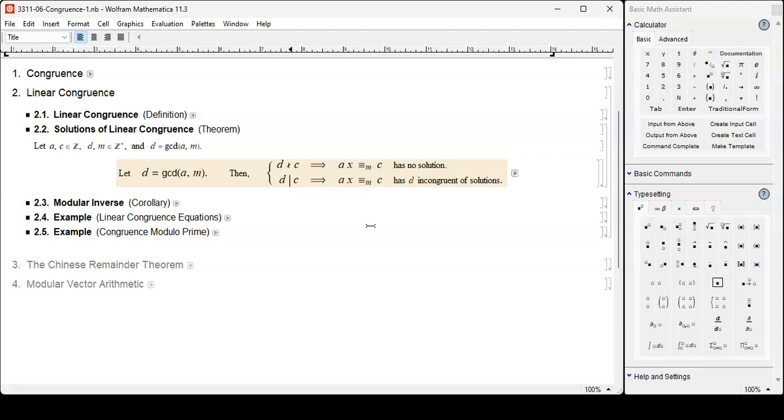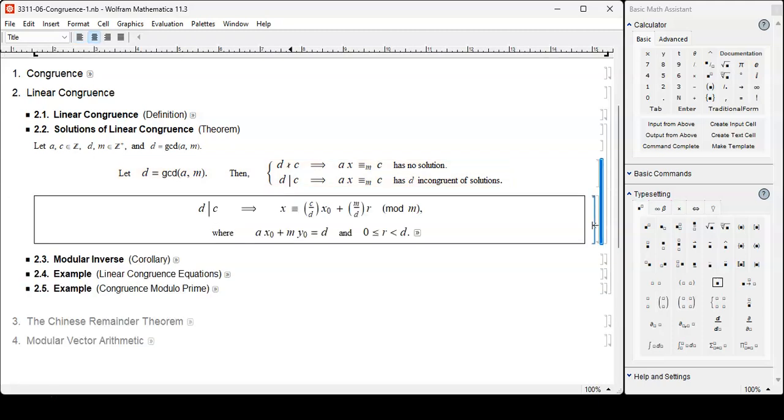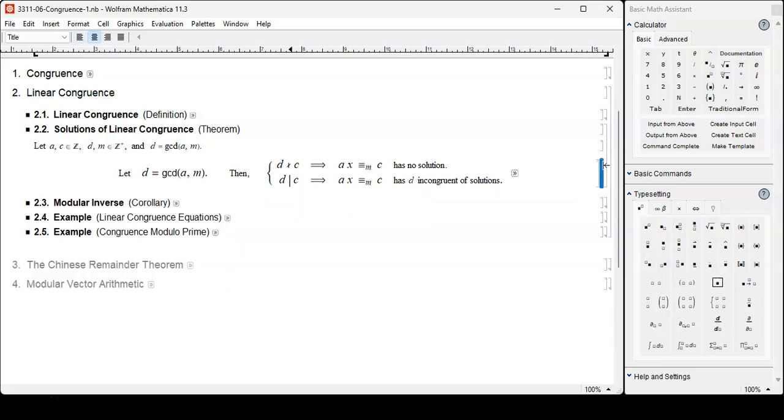All the elements of those D selected equivalence classes will have solutions, and the others will not. More precisely speaking, we are going to get this form: M over D, that's an integer, times R, where R is running from 0 to D minus 1, to be a bit more precise. So there are D equivalence classes. That was the main theorem, and let's discuss how to utilize this.